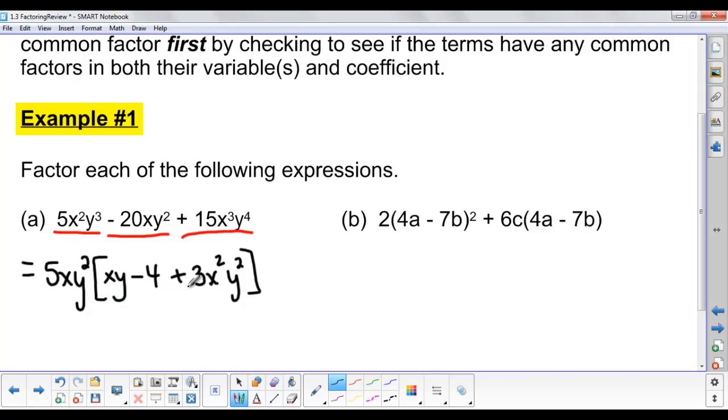And I take a look inside the bracket. I see that there's nothing left that's common, so we know we did a good job. Okay, so that's it for that one.